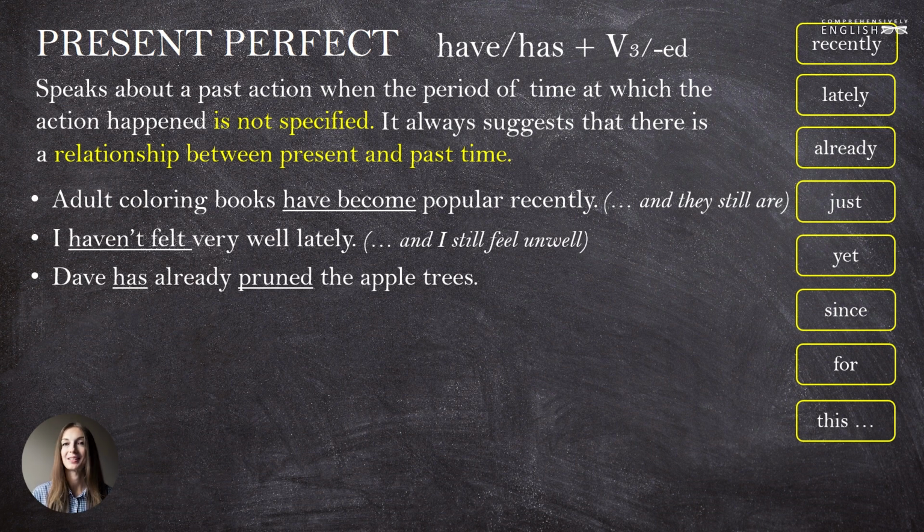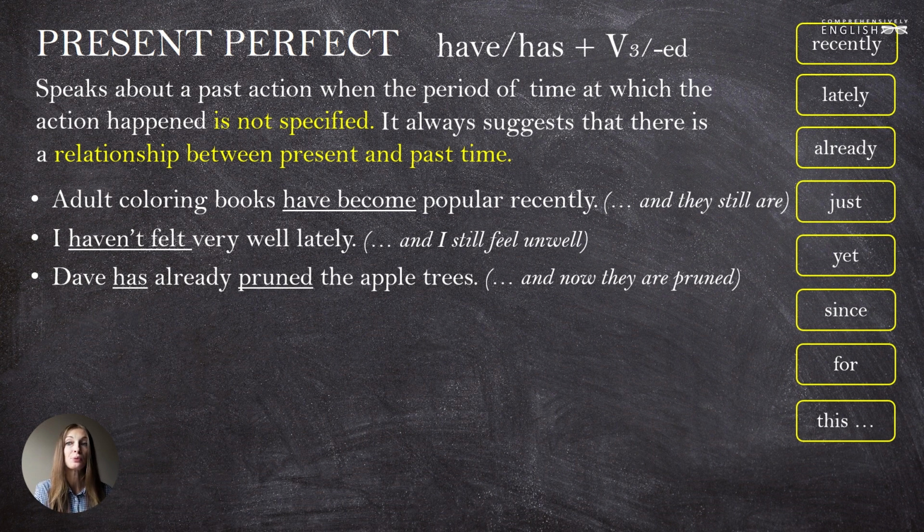Why do we use the present perfect tense? Because we have a result in the present. He has pruned the trees and now they are pruned. If we said "Dave pruned the apple trees," the outcome wouldn't be clear for us. We wouldn't know whether the trees are pruned now or the branches have already grown.